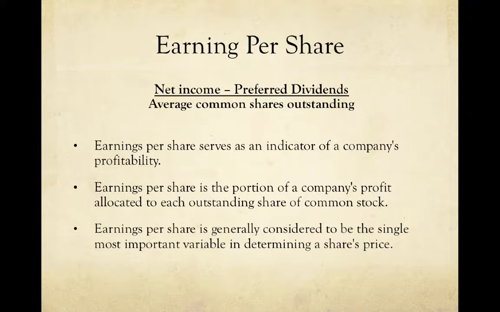Now let's say the next year, the company's income increases to $150 and there are still 100 shares of common stock outstanding. In the second year, when you take $150 and divide it by 100 shares, the earnings per share has now increased to $1.50 per share.